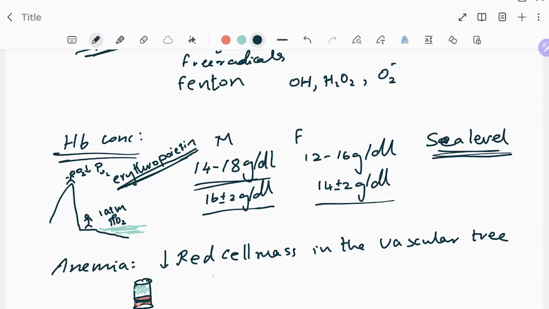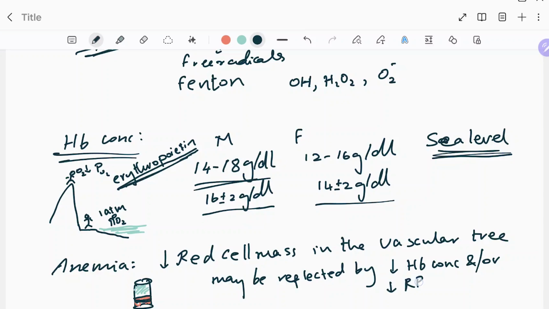And it may be reflected by reduced hemoglobin concentration and/or, meaning with or maybe even without, reduced RBC count. I'll explain this. These words have very important implications, and I'll explain it in more detail when we go to anemia. For now, remember these numbers.